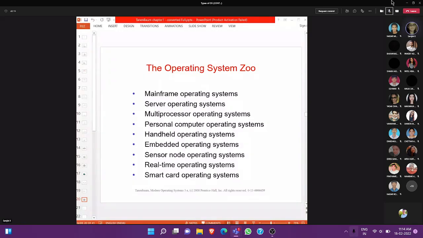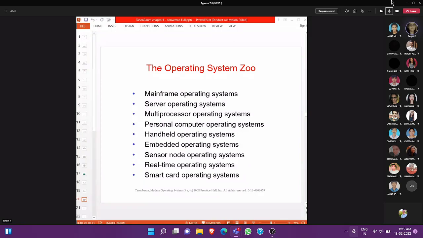Raspberry OS, Raspberry Pi, no? Yes, ma'am. Correct. Raspberry Pi is a microcontroller based system that is used to create embedded systems. Okay. So Raspberry Pi will have an embedded operating system.